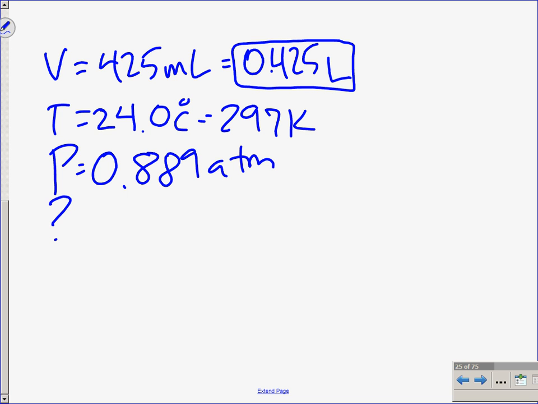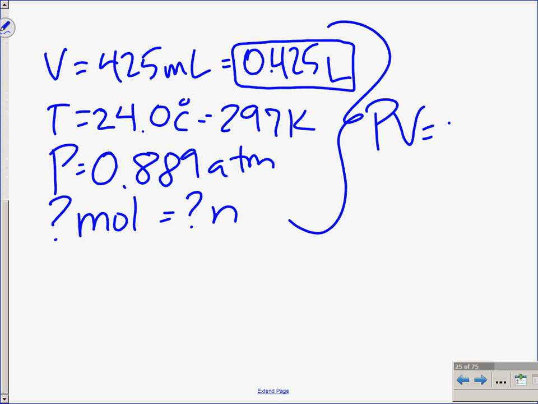Okay, what's the question here? How many moles? So we're solving for what variable? N. We're solving for N, which is moles. We'll get to the second part in a second. Notice I don't have 2 volumes, 2 temperatures, or 2 pressures. We can't use any of those laws we've already learned. We have to use the ideal gas law.